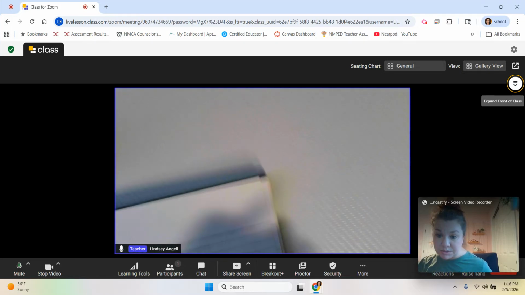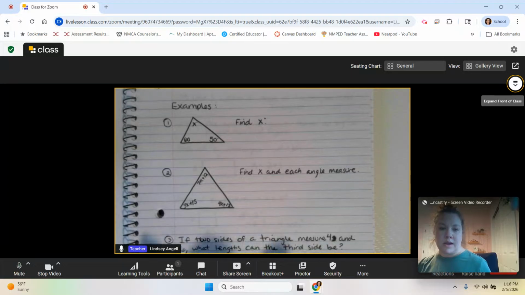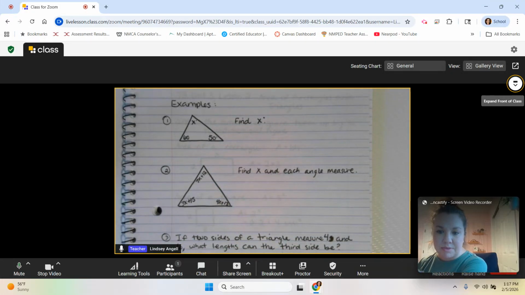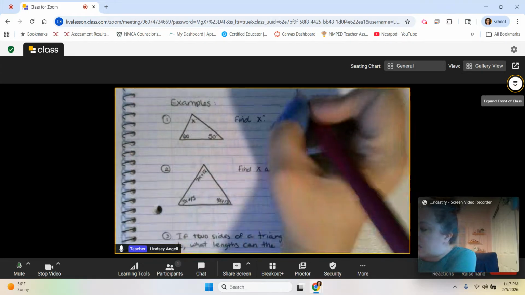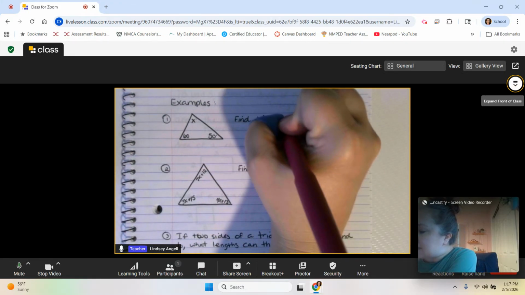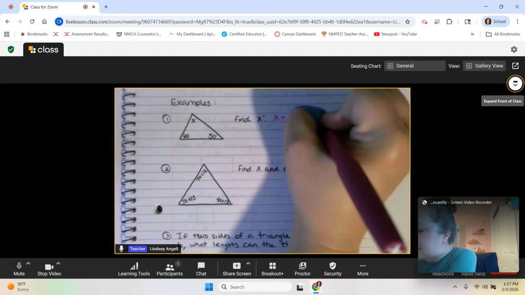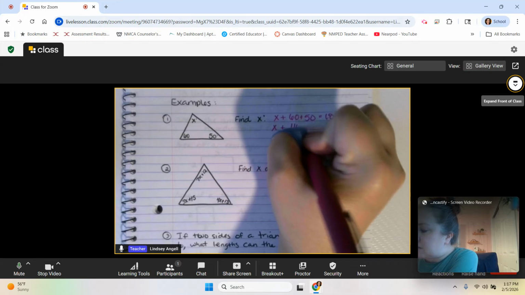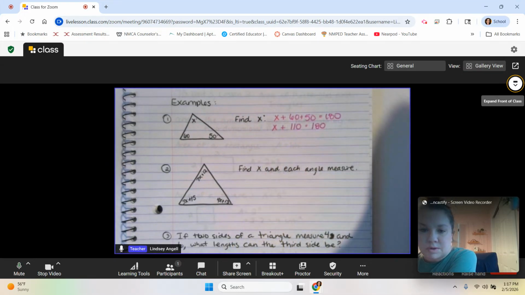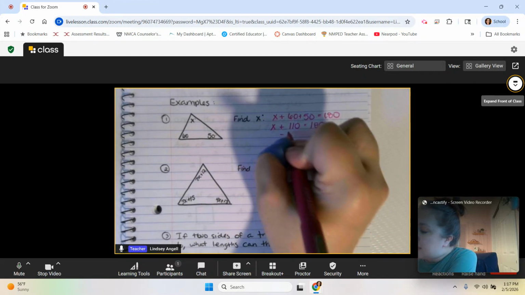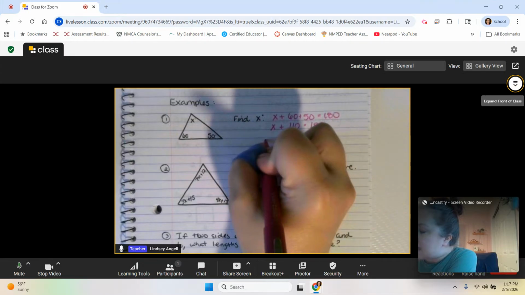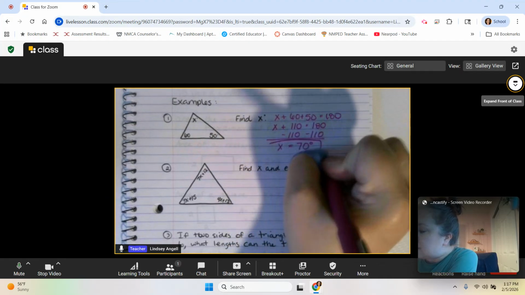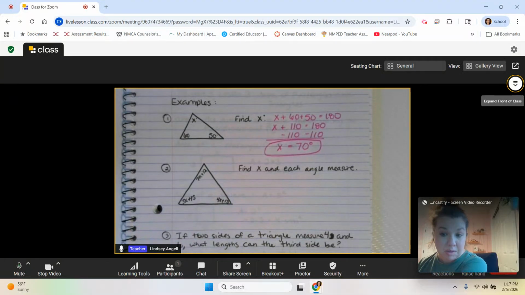Okay, I've got 3 examples for you. All right, with this first one, we're finding x. This is based off of that triangle angle sum theorem. They all have to add up to 180 degrees. So in this case, we would have x plus 60 plus 50, and those all add up to 180. So we'd have x plus 110 equals 180. I can subtract 110 from both sides. So x is equal to 70 degrees. All right, not bad, right?